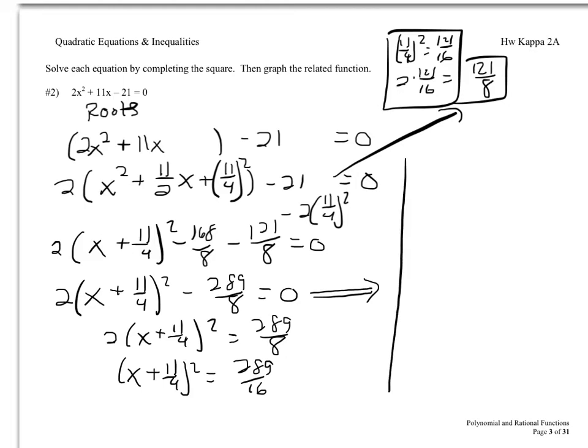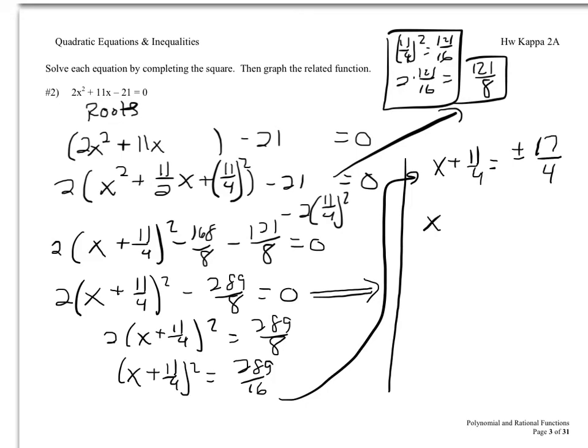Run out of space here, so I'm going to bring this up here. If I square root the left, I get x plus 11 fourths. If I square root the right, I get plus or minus. 289 square root is 17. 16 square root is 4.